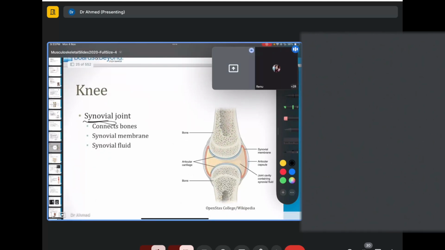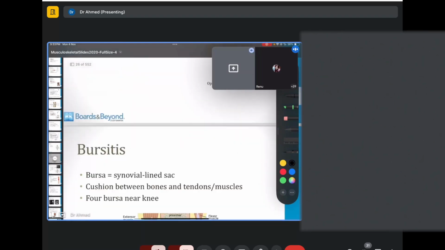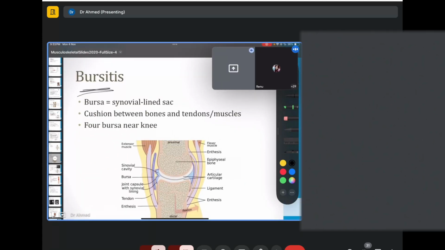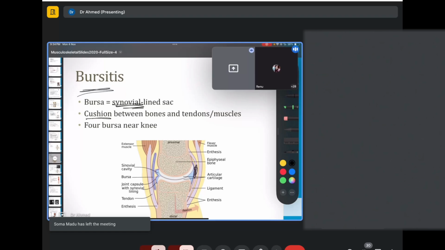So let's discuss the knee. It's basically a synovial joint. It connects your bones, and it has a synovial membrane and synovial fluid, which avoids friction between the two bones. Regarding the bursa, you are going to see a lot of MCQs related to it. The pre-patellar bursa is present anterior to the patellar bone. It's a synovial fluid-filled sac that also provides a cushioning effect to your bones and tendons. Simple.